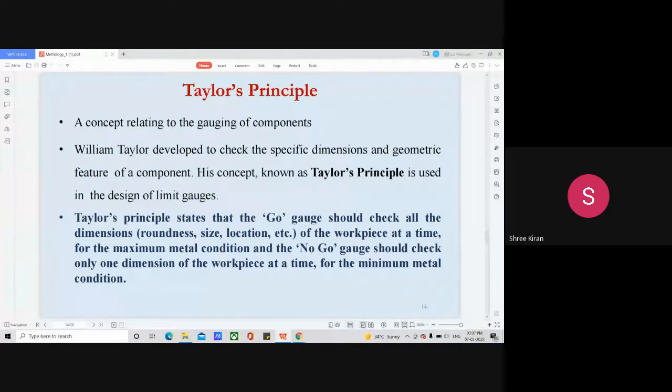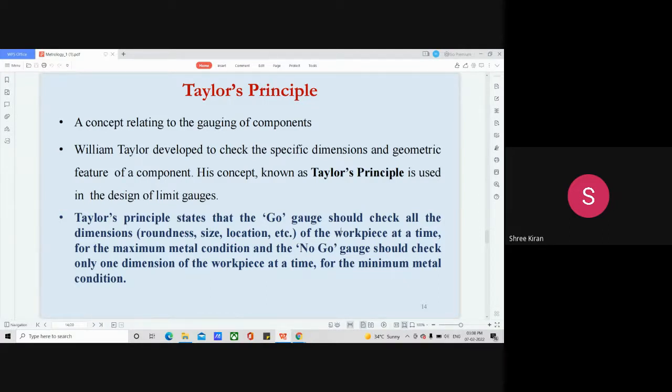So William Taylor developed a concept relating to the gauging of the components, that is, to check the specific dimensions and geometric features of a component. It is mainly employed to check whether the dimensions and geometric features of a component are as per the required dimensions or as per the standards. That concept is known as Taylor's principle.